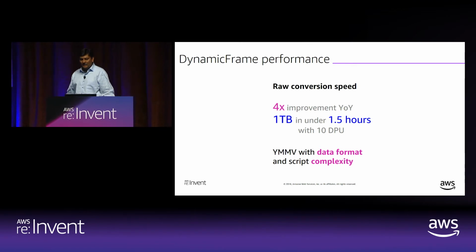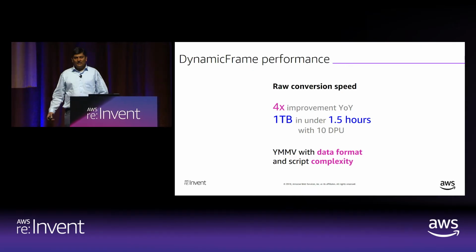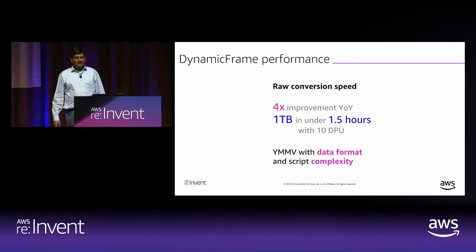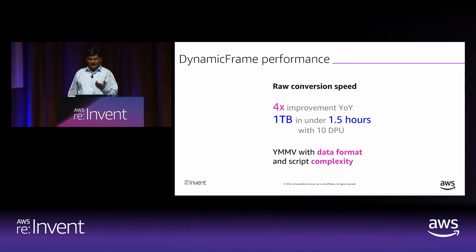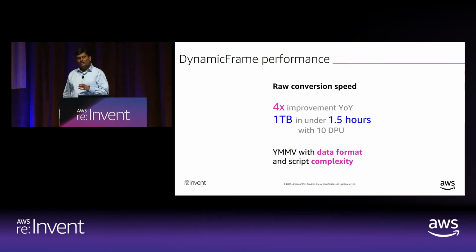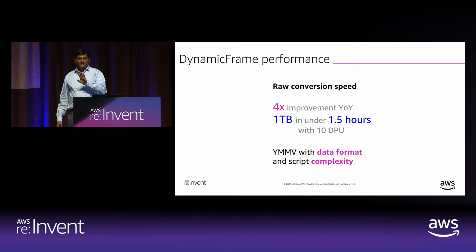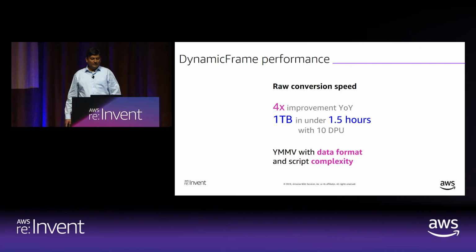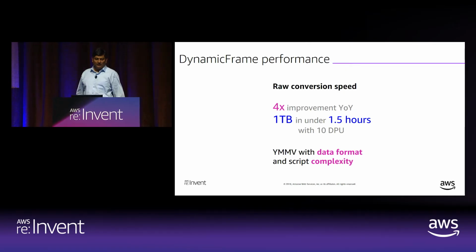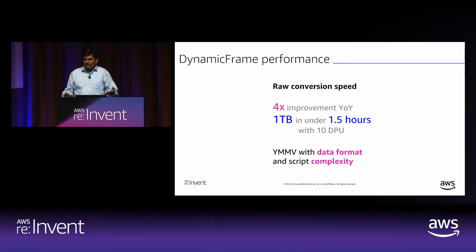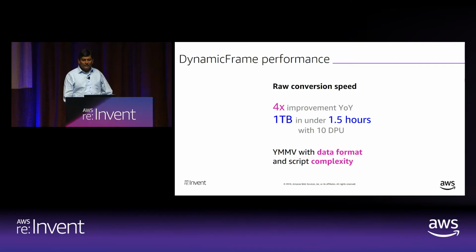You can run over a terabyte in under 1.5 hours with a 10 DPU cluster. DPU is our unit of scaling. It's our unit of capacity. It corresponds to 4 vCPUs and 16 gigabytes of memory. Okay? And of course, if you increase the number of DPUs, this will go faster. If you reduce the number of DPUs, it's going to go slower.